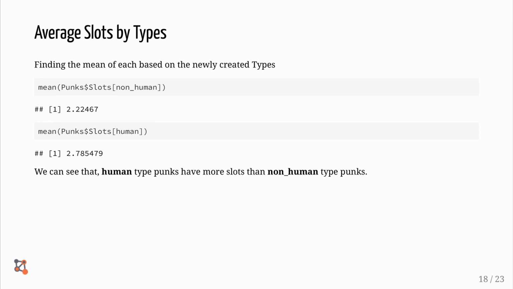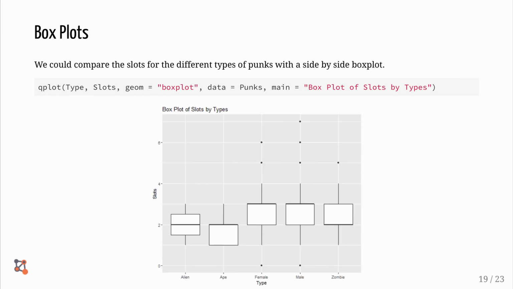Let's plot some box plots. We could compare the slots for the different types of punks with a side-by-side box plot. The results are shown below.